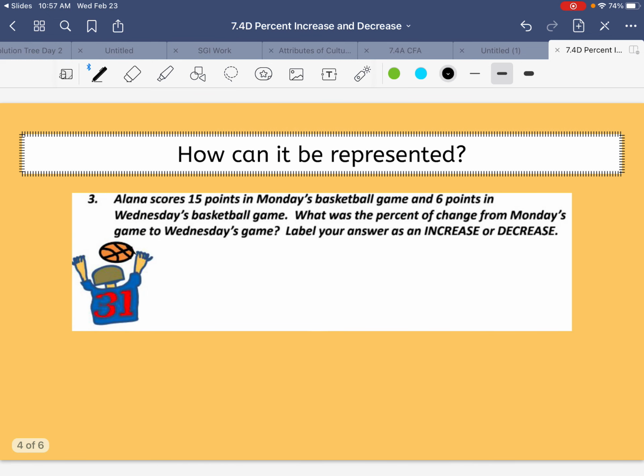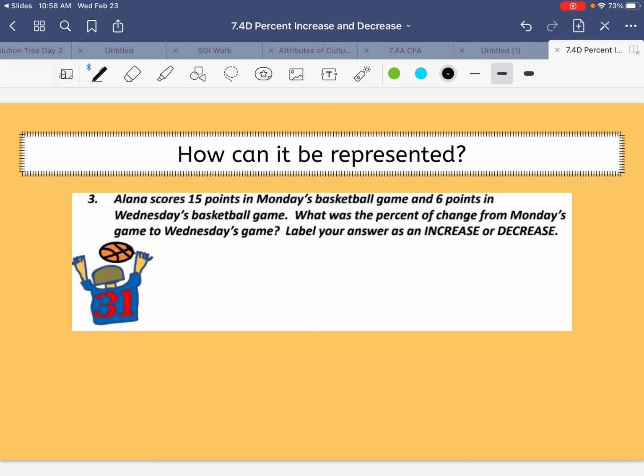For our next example, Elena scores 15 points in Monday's basketball game and 6 points in Wednesday's basketball game. What was the percent of change from Monday's game to Wednesday's game? Label your answer as an increase or a decrease.